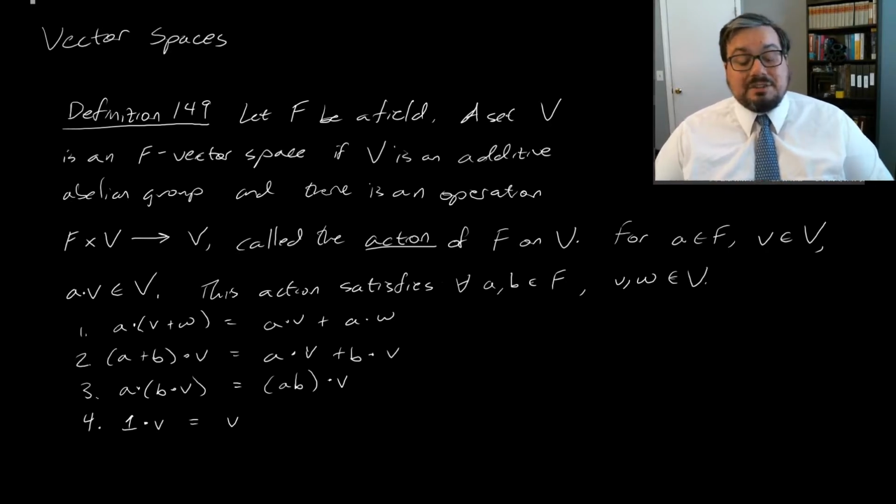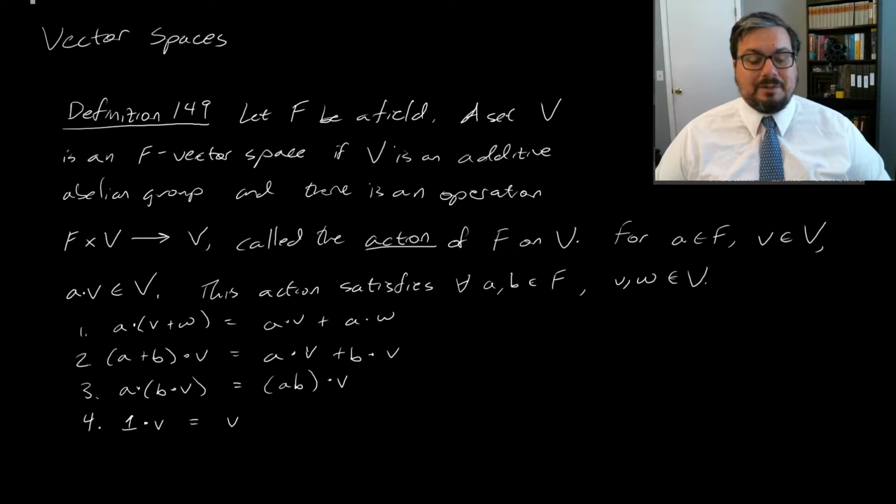Now you'll notice that these are exactly the properties that scalar multiplication has when we think about linear algebra and vector spaces there. This is completely correct, and what we're doing here in this definition is just a very tiny generalization of what you've likely seen before in linear algebra.